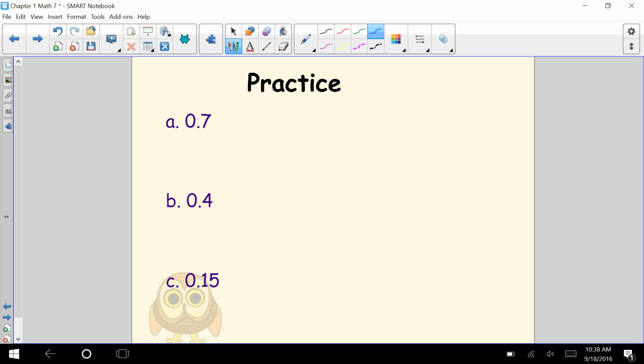Now let's try these. 0.7. Well, I'd write my decimal without the decimal. The place value of the last digit is the tenths place, so it's 7/10, and that does not reduce. 0.4 will be 4/10 because the place value is the tenths. I know that 2 goes into both of these, so I get 2/5 as my reduced version.